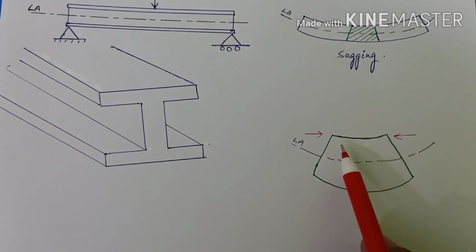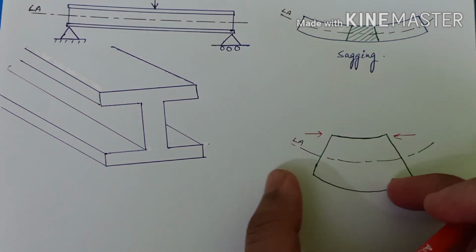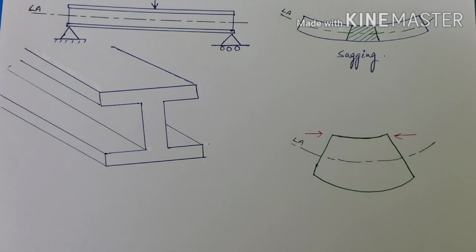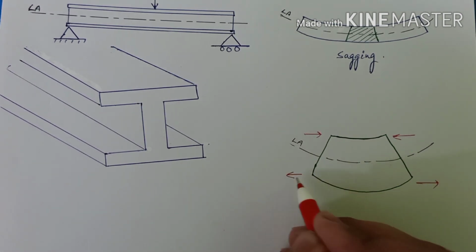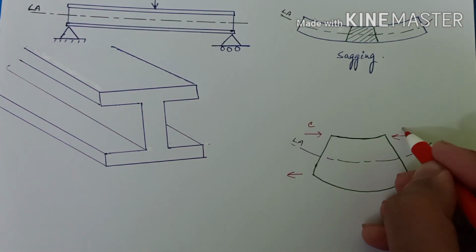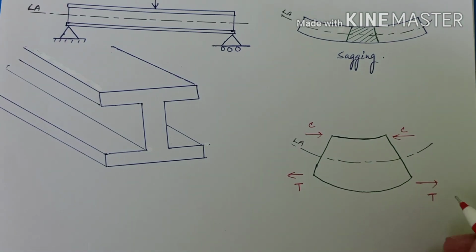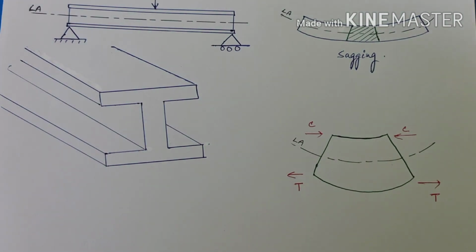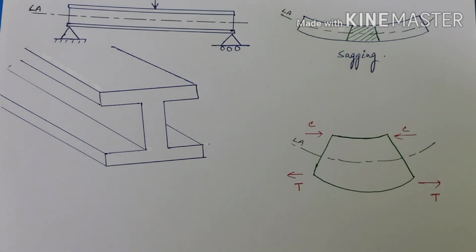So the upper portion is under compression, but on the other hand we can see the lower portion is basically expanded. So we can also say that the lower portion is under tension. We will write here compression C, and here T. Or you can also say that the upper portion is under compressive stress and the lower portion is under tensile stress, okay?